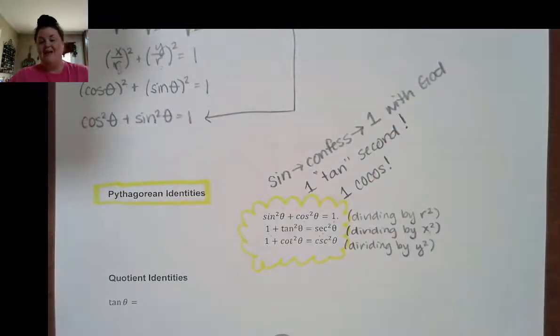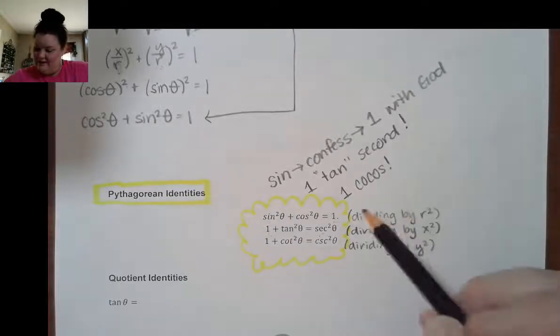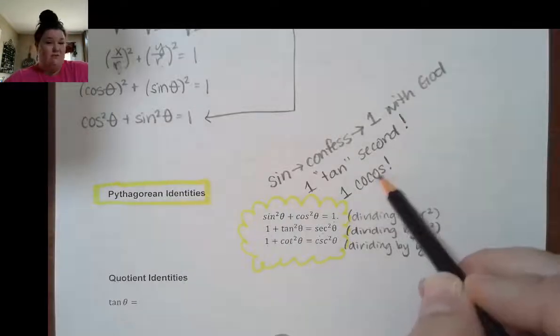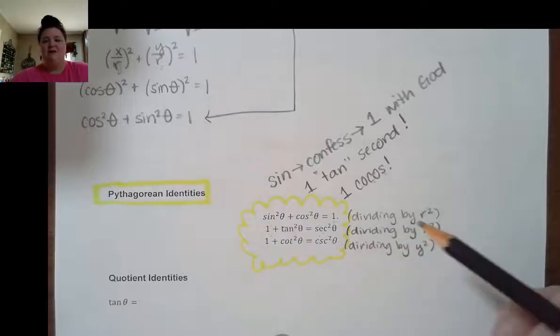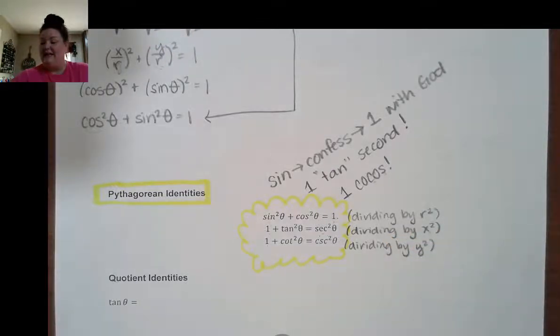Now, remembering coco, you do have to remember cotangent comes first and then cosecant. Make sure you don't get that confused with cosine. Okay, 1 cotangent cosecant. And again, this is just to help you remember these 3 identities. You sin, you confess, you're one with God. 1 tan second, and 1 cocos. So hopefully that will help you as you're studying.